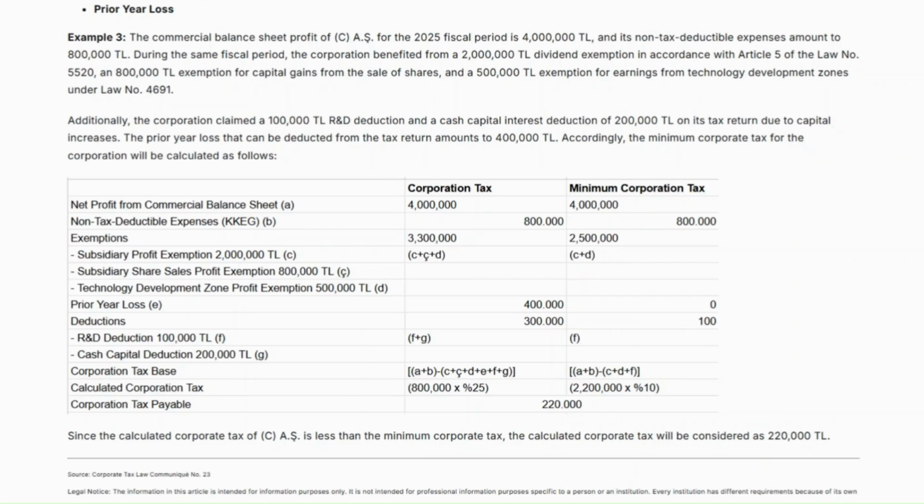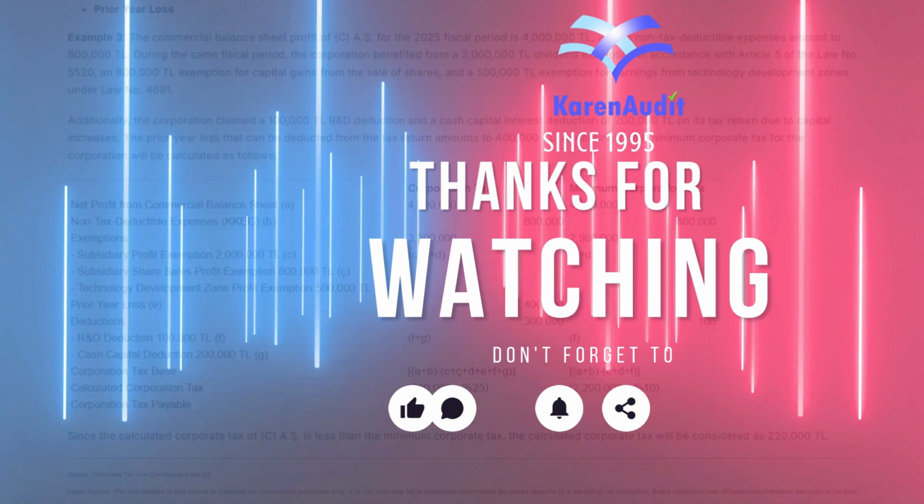These examples illustrate how different exemptions, deductions, and prior losses affect the minimum corporate tax calculations for corporations in Türkiye. By understanding these detailed calculations, companies can better plan their finances and ensure compliance with tax regulation.